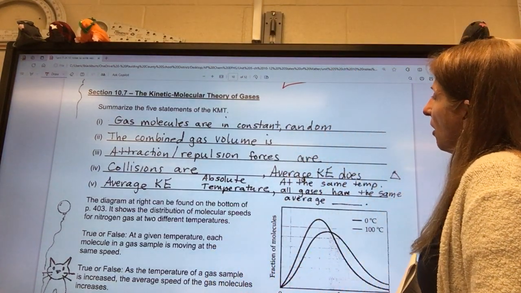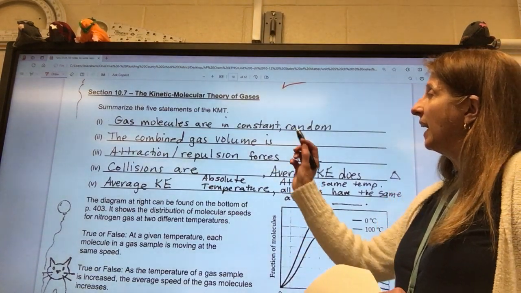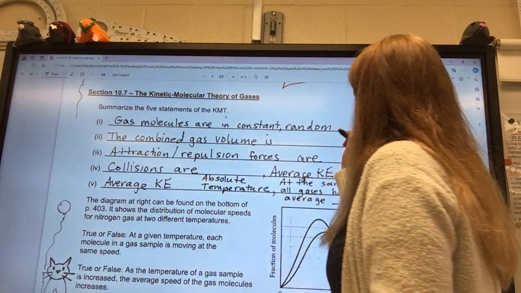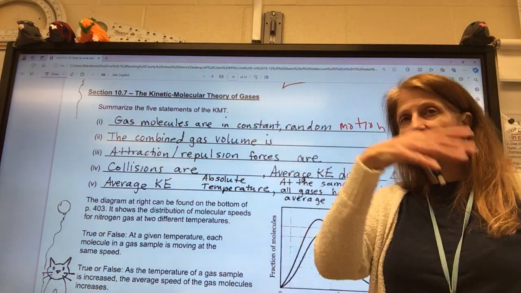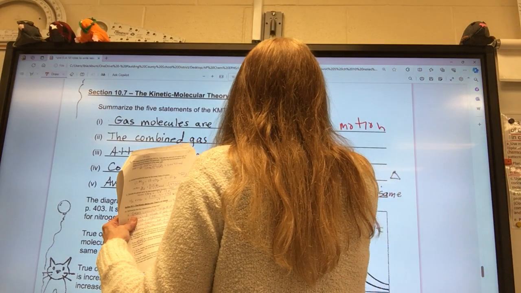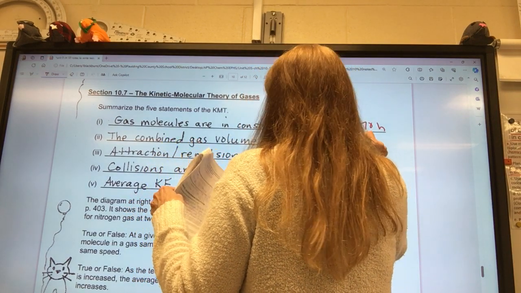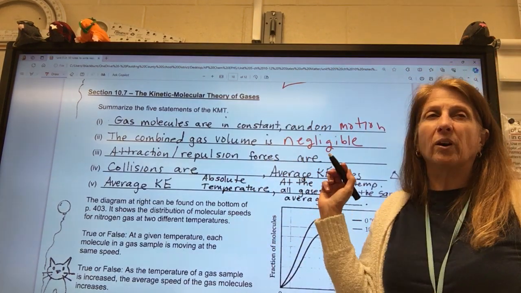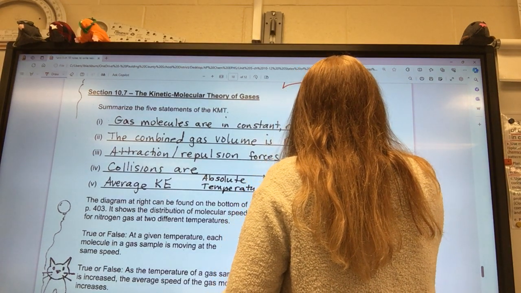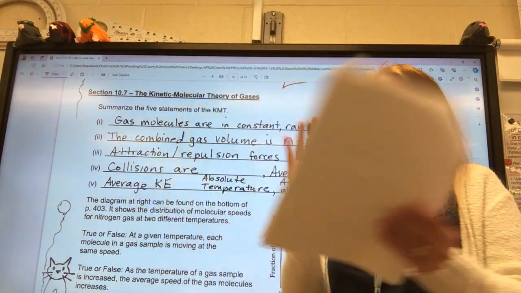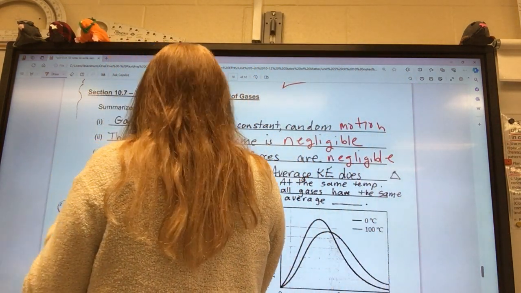Okay, gas molecules are in constant motion, kinetic molecular theory. You learned this in honors, probably learned it in physical science. Gases are in constant random motion. That's right. The combined gas volume is important or not important? Not important. It's negligible. The attraction and repulsion forces of the gases are important or not important? Not important, negligible. You remember this now? Collisions, they bounce off of each other. What do we call that? It starts with the E. Elastic. Yes, I heard somebody remember it. It makes me happy.